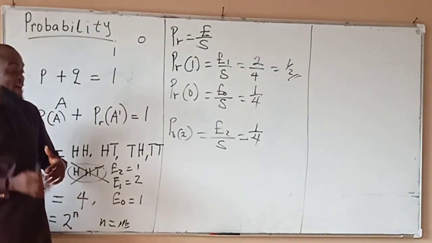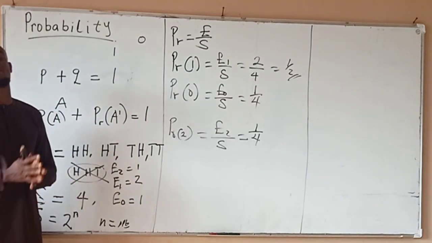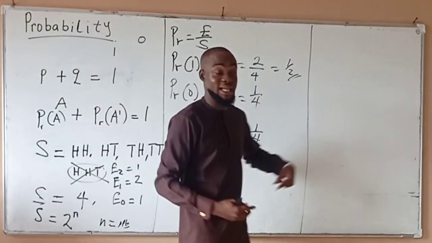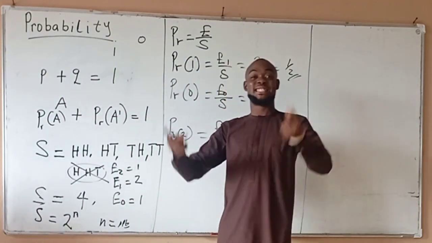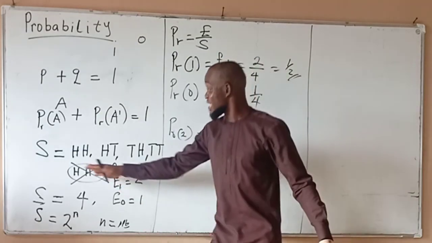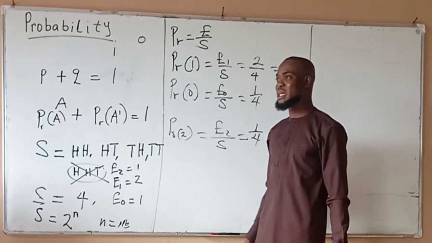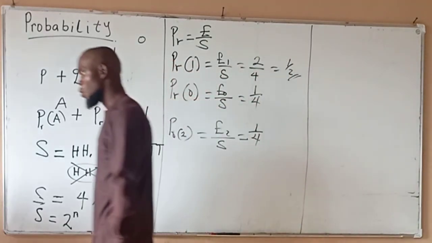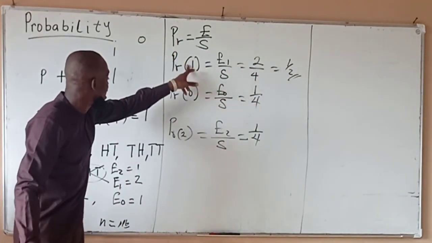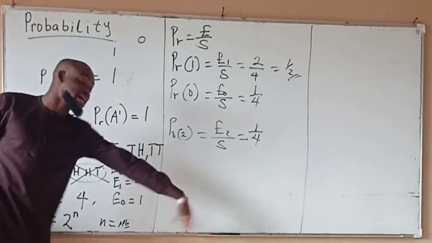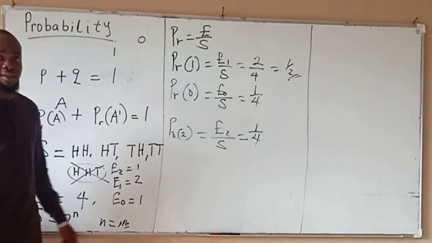Mainly we have about 7 types of events. I'll be discussing just a few of them, then you can research the others. What we call exhaustive events are events that take up all the sample space you have. What is the event of having 1, 0, and 2 heads? The events that exhaust all the sample space are called exhaustive events.